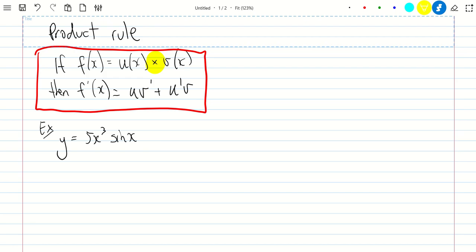So I'll talk about it in a second. So you can see down here when we get to it, there's a function 5x cubed. That's one function. It's multiplied by sine x. That's another function. So that's how we recognize it when it's two functions multiplied by each other.